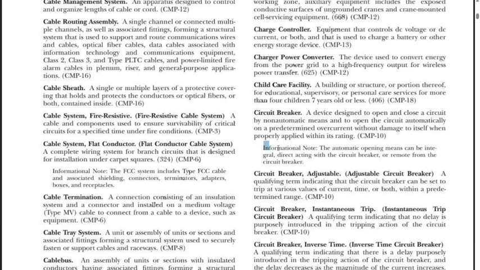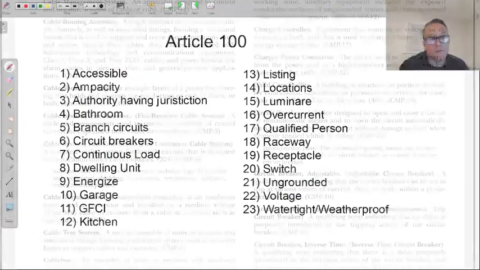Now, there is an informational note to that. Remember, informational note just means added information, not rules or anything. The automatic opening means can be integral, so inside of it. Direct acting with the circuit breaker, meaning something can automatically shut off the circuit breaker. There are relays that are set up sometimes to turn something off, or have a remote way of being able to shut off that breaker.